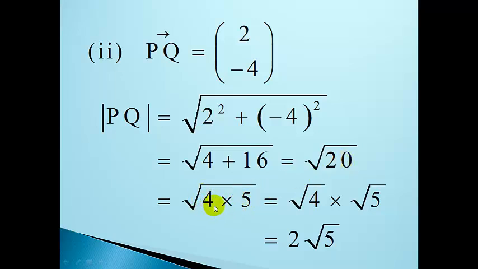Now the square root of 4 times 5 is equal to the square root of 4 times the square root of 5. When we take the square root of 4, the answer is 2. So we have 2 times the square root of 5. That is 2 root 5. So the magnitude of the vector PQ, that is 2 minus 4, is equal to 2 root 5.